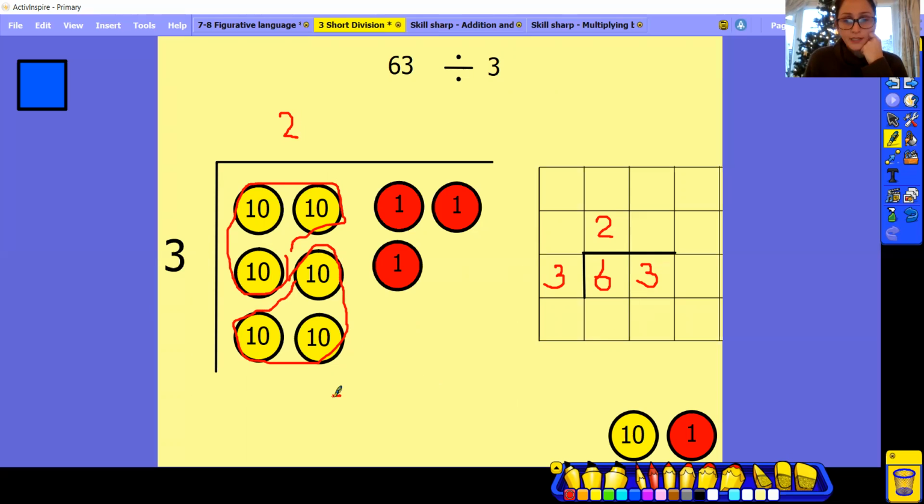So I've got no more tens, so I go into my ones column. Then I've got to do 3 divided by 3. So 3 divided by 3 equals 1. And again, I can double check this. And that would equal 1 as well. So 63 divided by 3 equals 21.